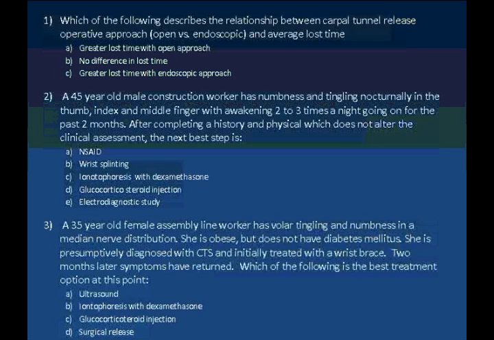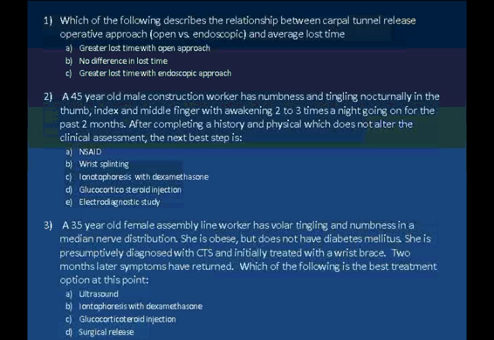A 35-year-old female assembly line worker has volar tingling and numbness in the median nerve distribution. She is obese but does not have diabetes mellitus. She has a presumptive diagnosis of carpal tunnel and was initially treated with a wrist brace. 2 months later, symptoms have returned. Which of the following is the best treatment option at this point?